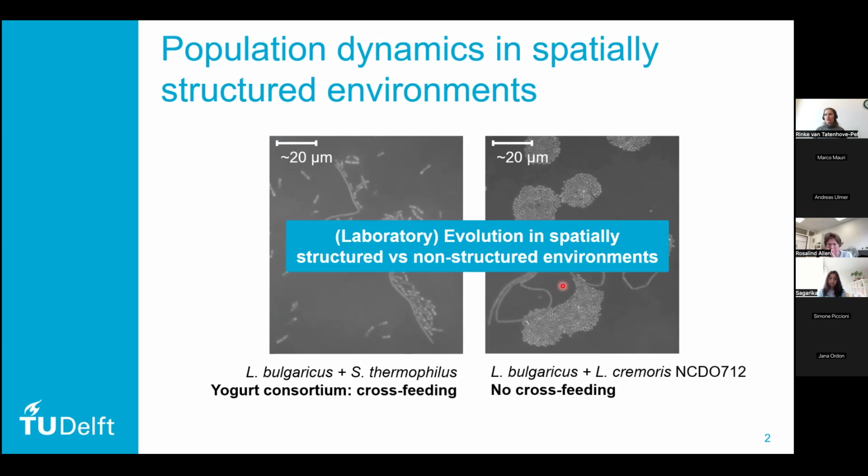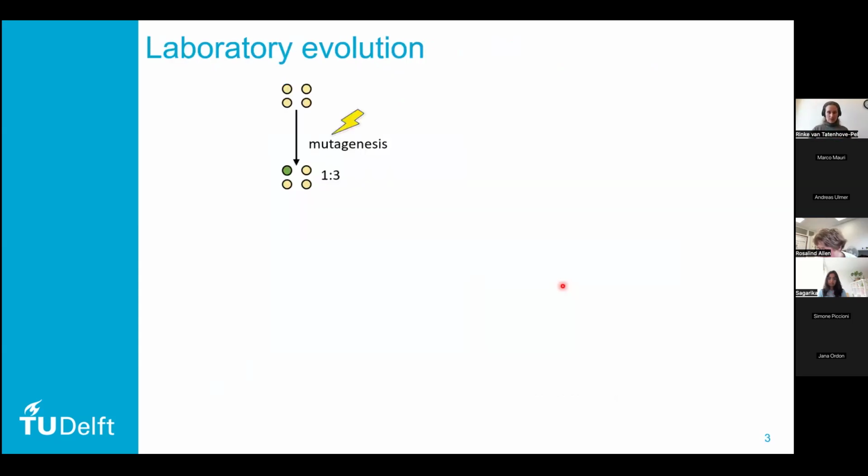I will talk about three different subtopics today. The first one is about laboratory evolution in spatially structured versus spatially non-structured environments. First, what do I mean with laboratory evolution? We have a certain population of cells and we apply a certain mutagenesis, or random mutations come up. Let's say we now have one mutant out of four in total that has a certain property that we are interested in.